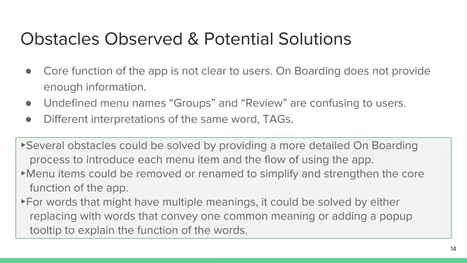So the potential solution might be providing a better and more detailed onboarding process to introduce each navigation item and the flow of using the app. Menu items could also be removed or renamed to simplify and strengthen the core function of the app. After discussing with the testers, the search function appears to be more useful than groups. For words that might have multiple meanings, it could also be solved by either replacing with words that convey one common meaning or adding a pop-up tooltip to explain the function of the words.